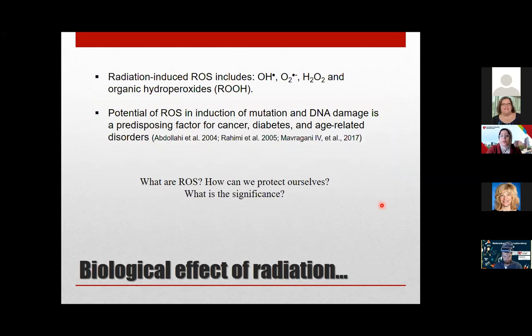It is well known that radiation can induce reactive oxygen species such as hydroxyl radical, superoxide, hydrogen peroxide, and other hydroperoxides. Several studies have shown a potential for these reactive oxygen species in inducing mutation and DNA damage, as a predisposing factor for cancer, diabetes, and age-related disorders.